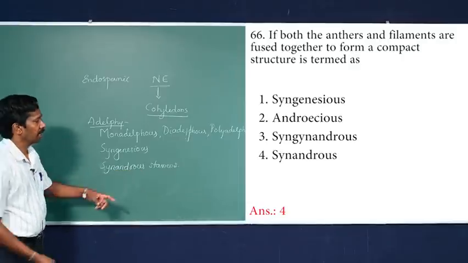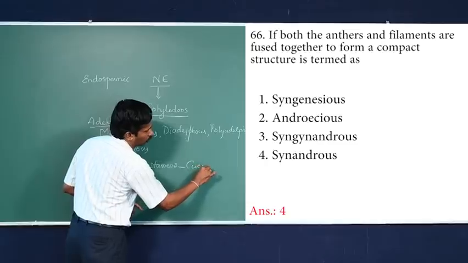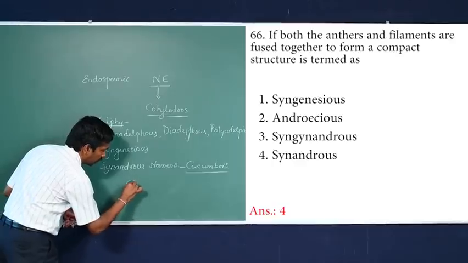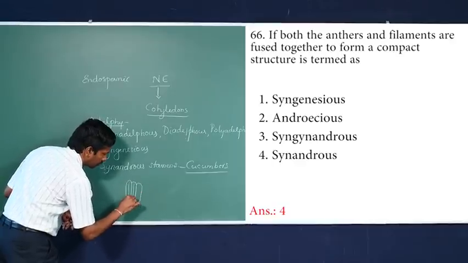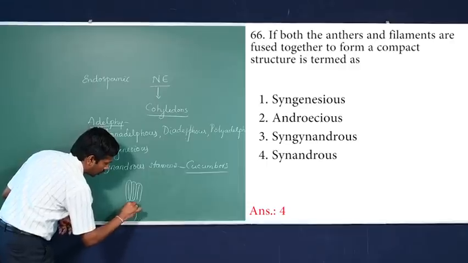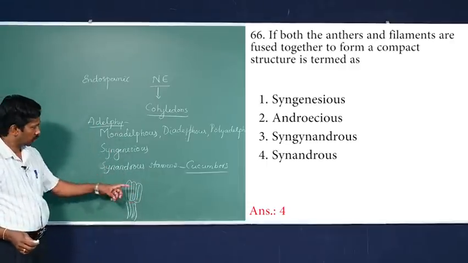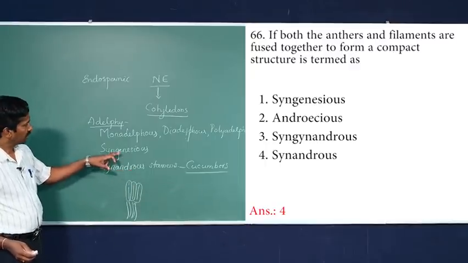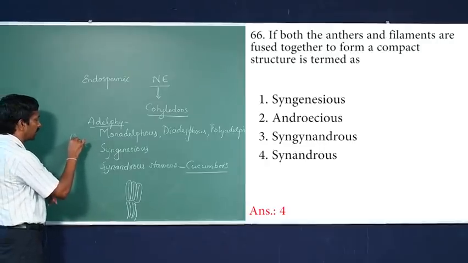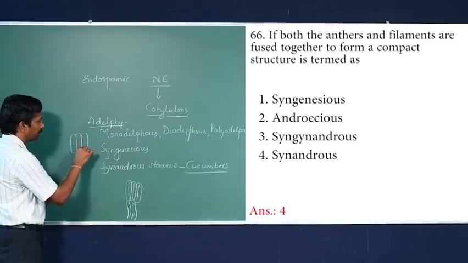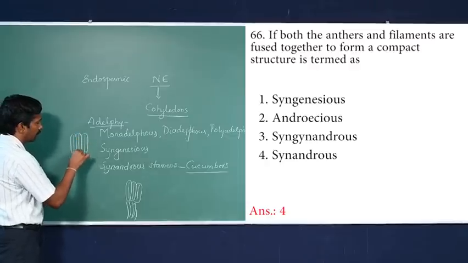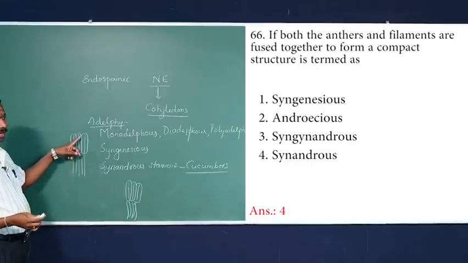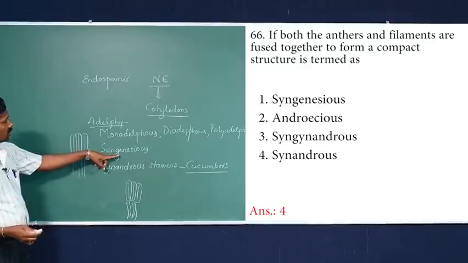So as represented here, as in the case of members of cucumbers. In case of synandrous stamen, the anthers along with the filaments together form one bundle, one mass, where the entire component constituting the mass is called synandrous. Whereas syngenesious stamen is characteristically found in the sunflower family, where filaments are free, anthers are united forming one unit, and this is called syngenesious stamen.